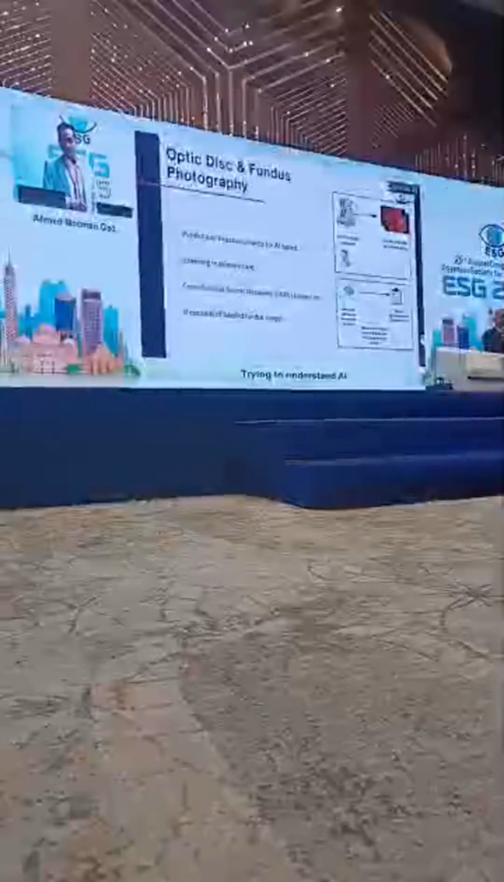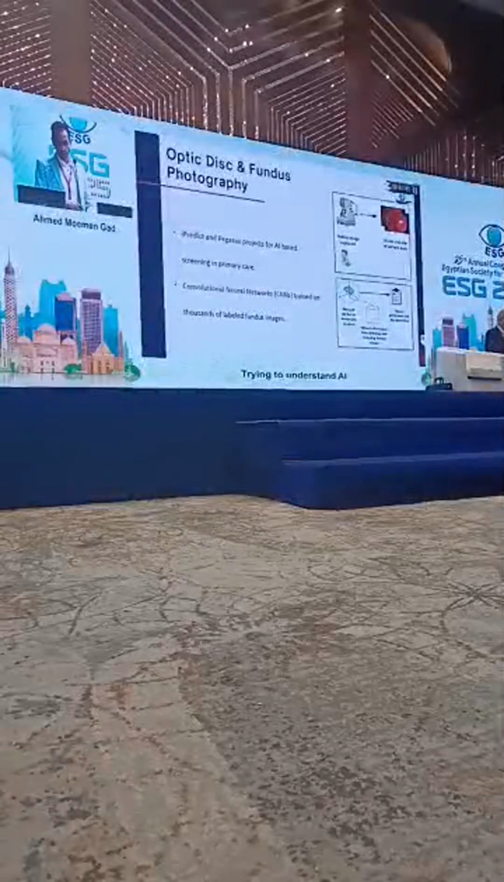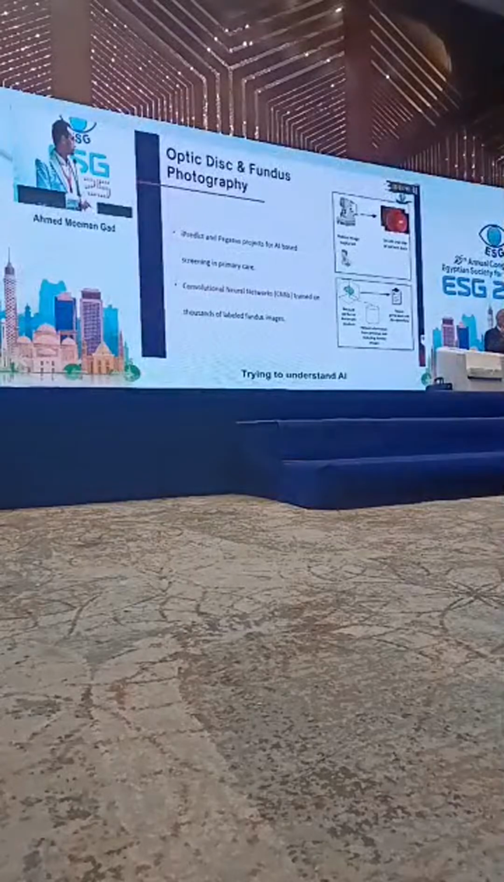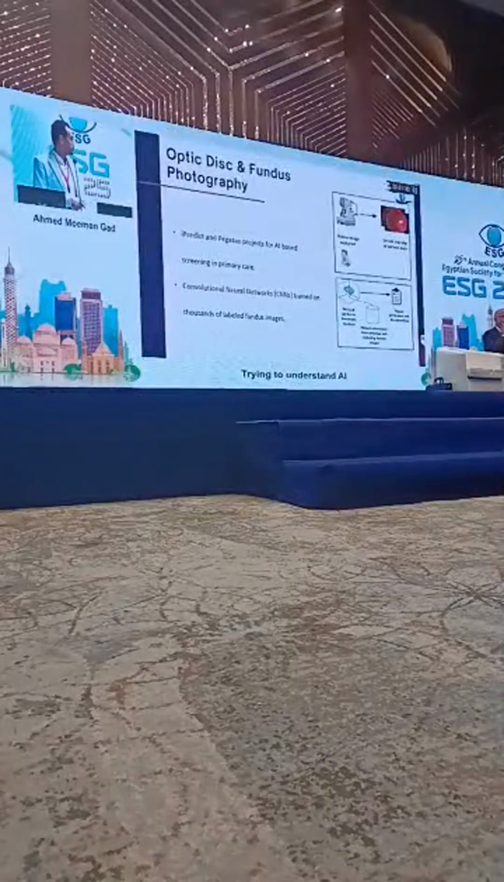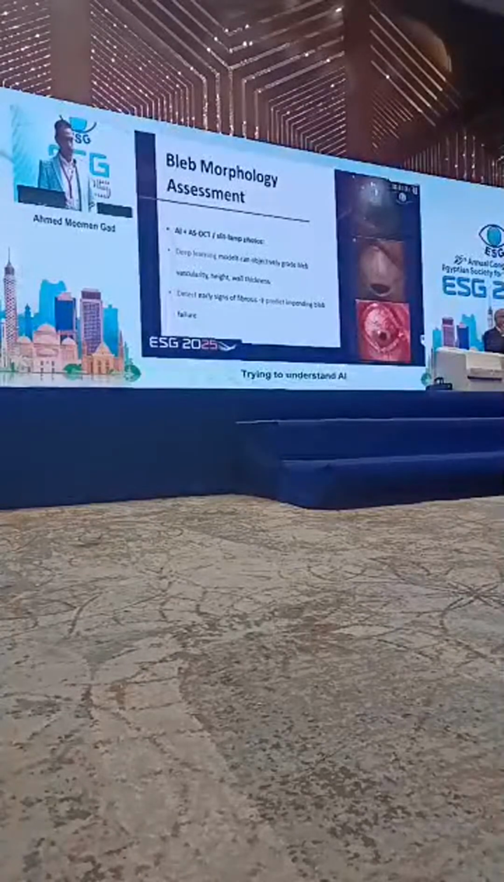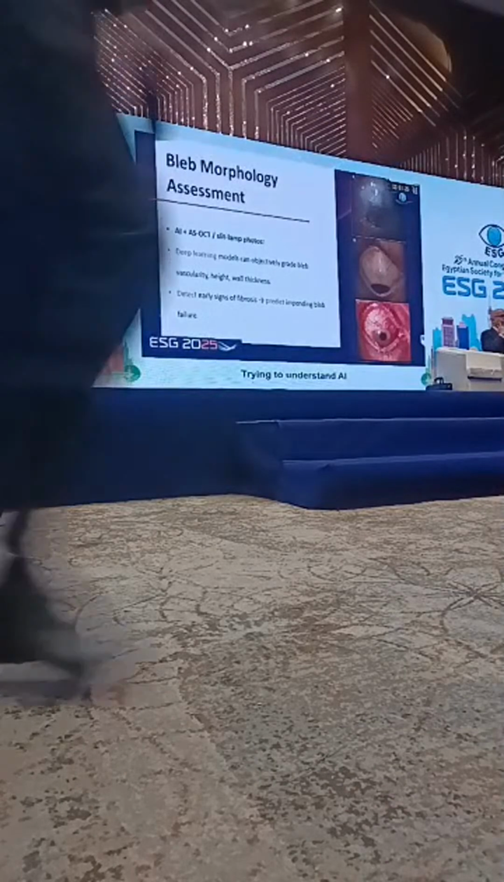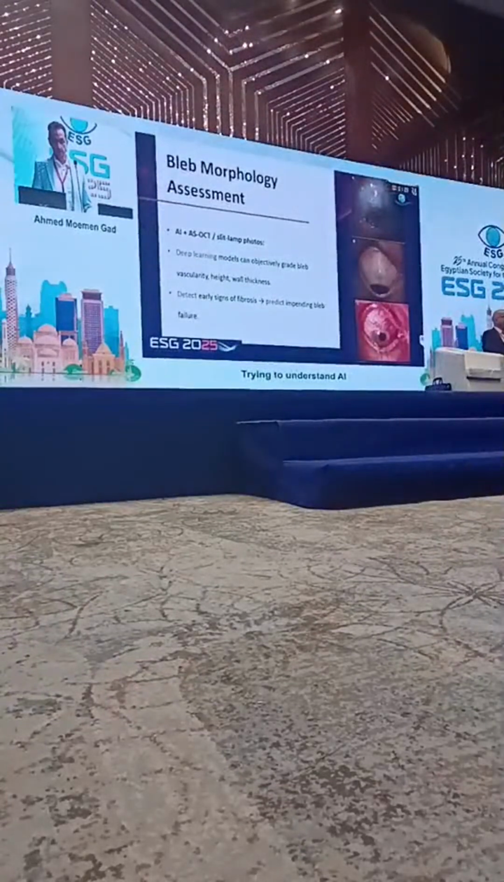Also, in screening, using optic disc or fundus photographies, systems like iPredict and Pegasus are project-based for AI screening in primary health care. They use convolutional neural networks trained on thousands of labeled fundus images. In the post-operative setting, we can use AI with anterior segment OCT or slit lamp photographies of the bleb, and deep learning models can objectively grade bleb vascularity, height, and wall thickness, which can detect early signs of fibrosis or impending bleb failure.